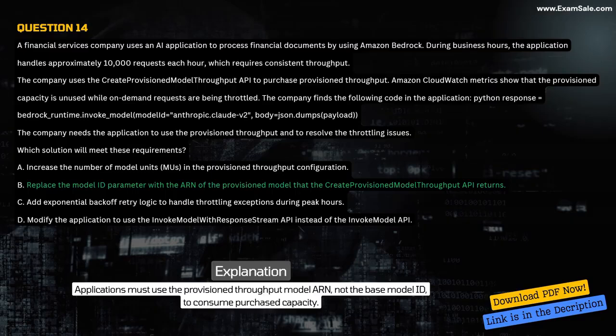Explanation: applications must use the provisioned throughput model ARN, not the base model ID, to consume purchase capacity.